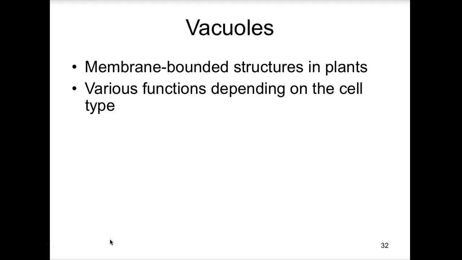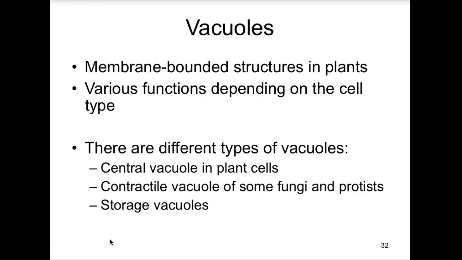Vacuoles themselves are membrane-bound structures in plants. There are various functions of vacuoles depending on the cell type. Overall, there are different types of vacuoles. Of course, there is the central vacuole in plants. We'll look at that a little bit. And then in some fungi and protists, you have things called contractile vacuoles. Some of those play a role in osmoregulation, regulating water. And then there are also storage vacuoles for storage of substances inside the cell.